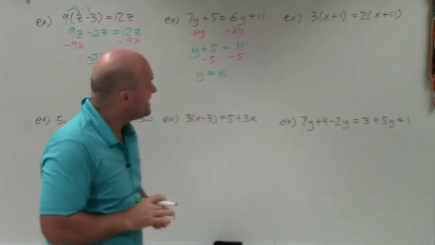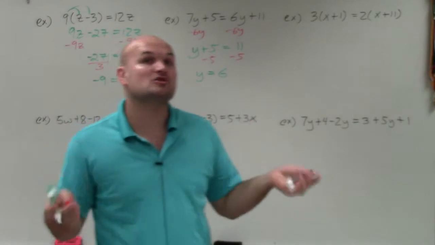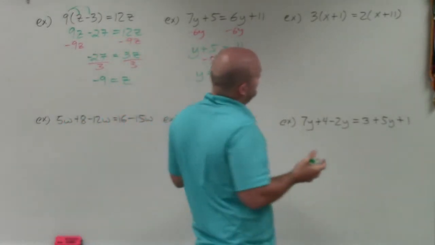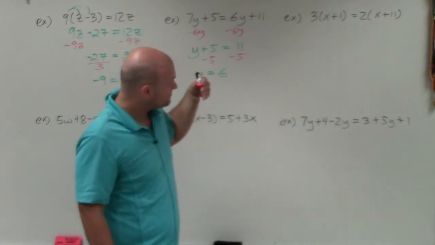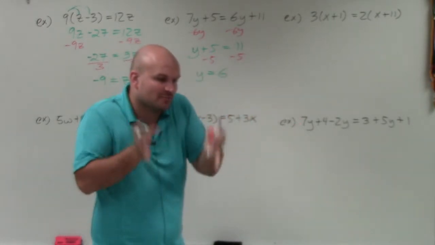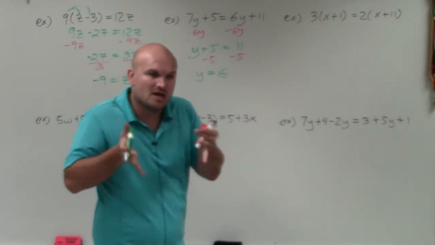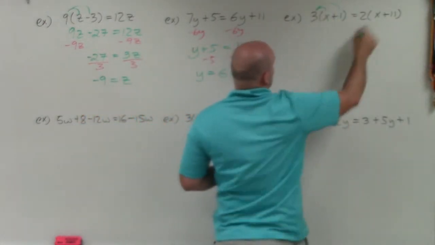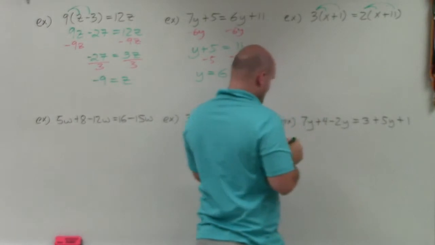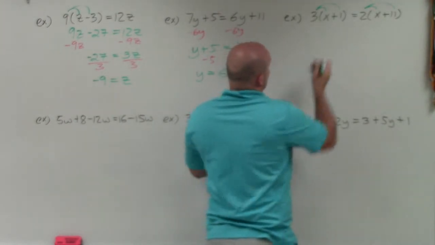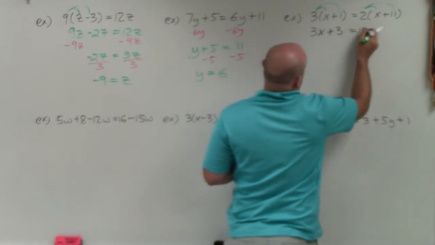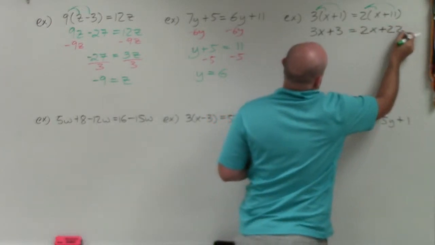All right, in the next example here, you can see now I have multiple parentheses. So when you have multiple parentheses, basically what you're going to want to do is, again, simplify them so that both the left side and the right side of the equation are simplified as far as you can go. So to do that, I'm going to apply distributive property on the left side and distributive property on the right side. When doing that, I now obtain 3x plus 3 equals 2x plus 22.